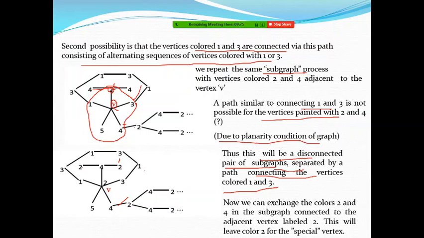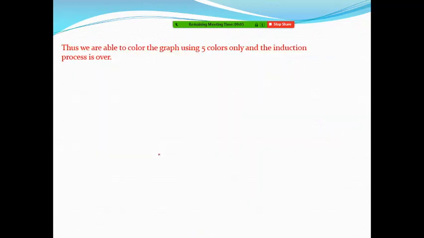But now with this arrangement, it is being changed to 4, it is 2, it is 2. That means now the color 2 is free, so we can paint this vertex with the color 2. So the vertex V can be assigned this color 2. This will leave color 2 for this special vertex, the so-called vertex V. So that means we are done. Again, less than 5 colors are used in this process. Thus we are able to color the graph using 5 colors only, and the induction process is over.